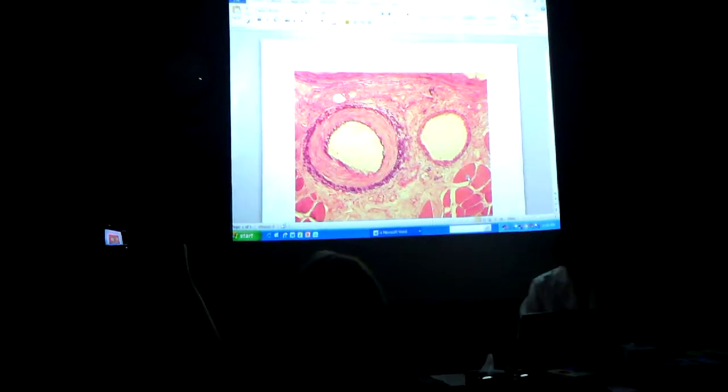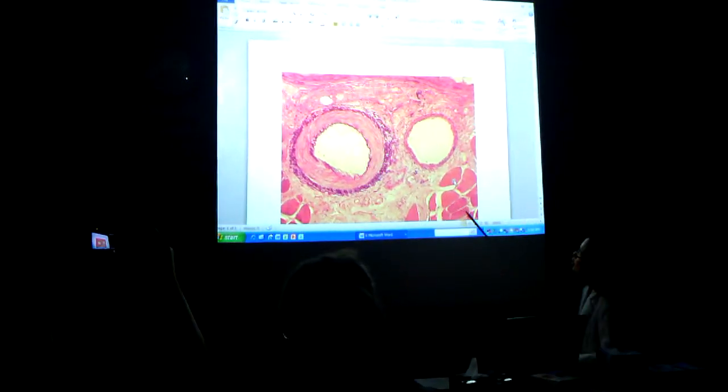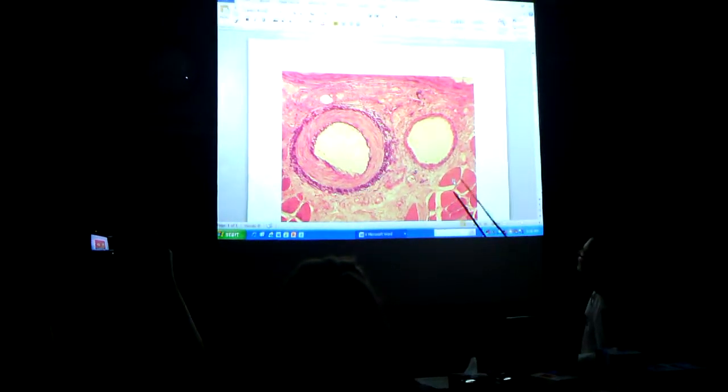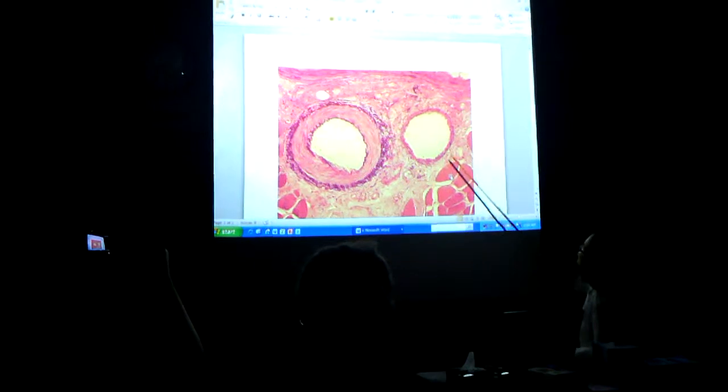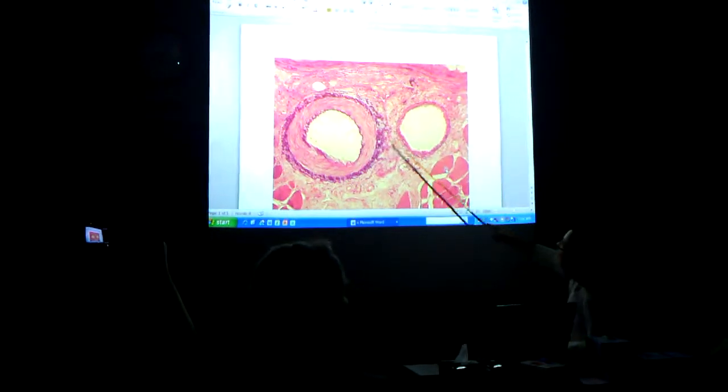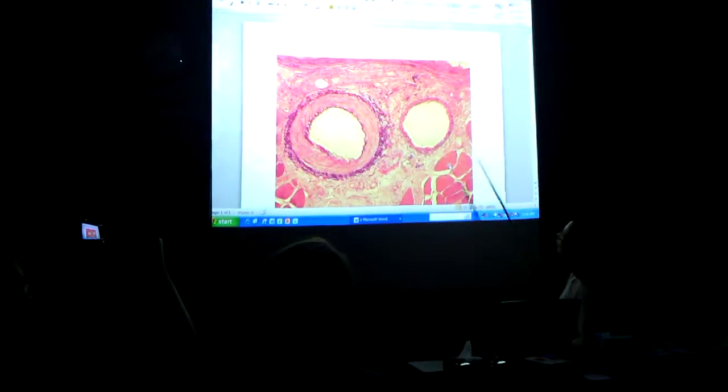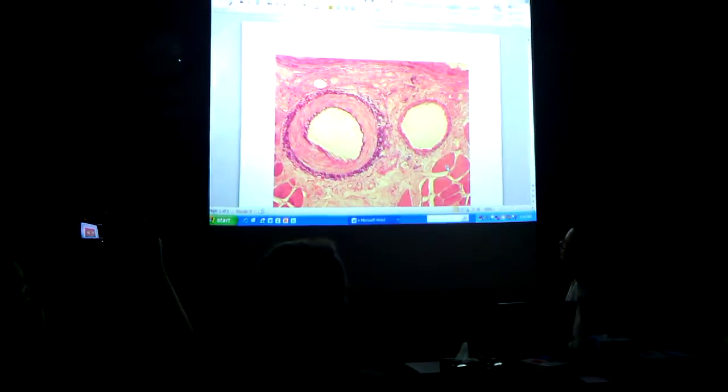To this one here. And this is an artery, vein, and nerve. These are the nerves right here. These are cross sections, so they're coming out at you like this. So these are the nerves. This is a vein, and this is an artery. And so you have to know those layers of the artery.